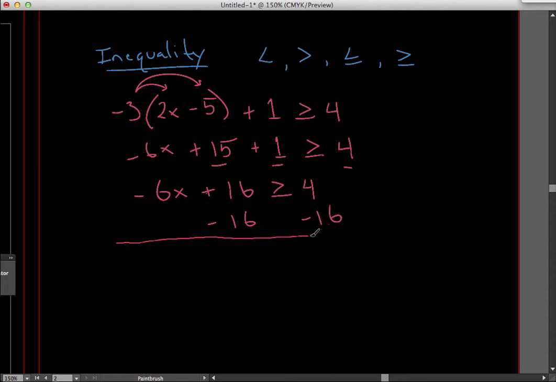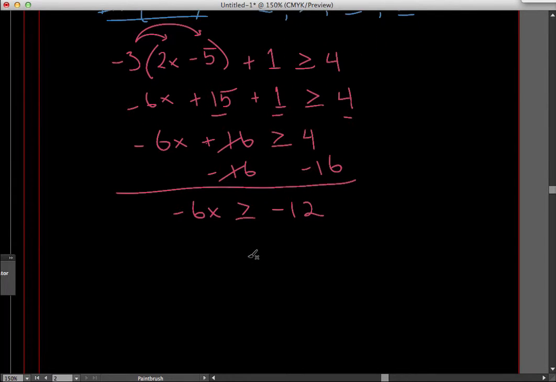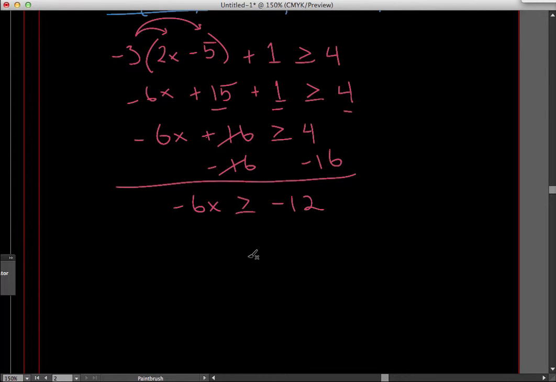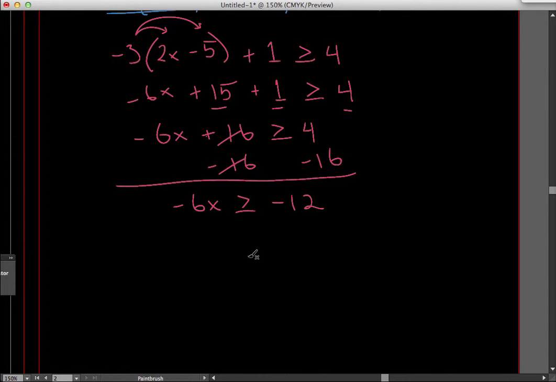So if we do that, that cancels the -16 and the positive 16 here. We're left with -6x is greater than or equal to -12. All right. So our last step, we want to isolate x completely. Now the only way that we can do that is to get rid of this -6 here. Well, that's multiplication going on between the -6 and the x, so let's do the opposite and divide by -6 on both sides of the inequality.